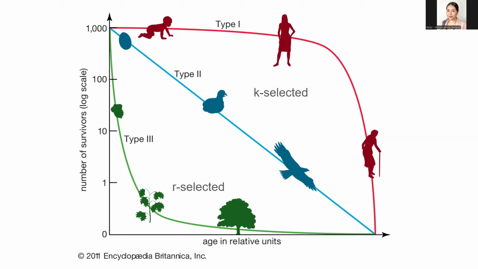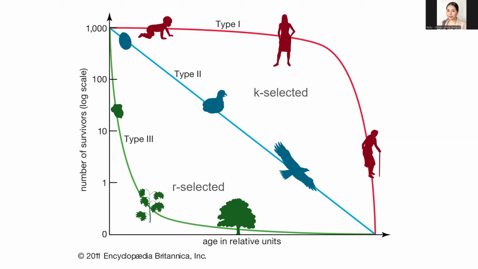Okay? So some species, like birds and reptiles, that show a type 2 survivorship don't fit neatly into the R versus K selected frameworks, but they lean towards K selected frameworks because they usually don't produce too many offspring. And there is still a little bit of parental care. Okay.